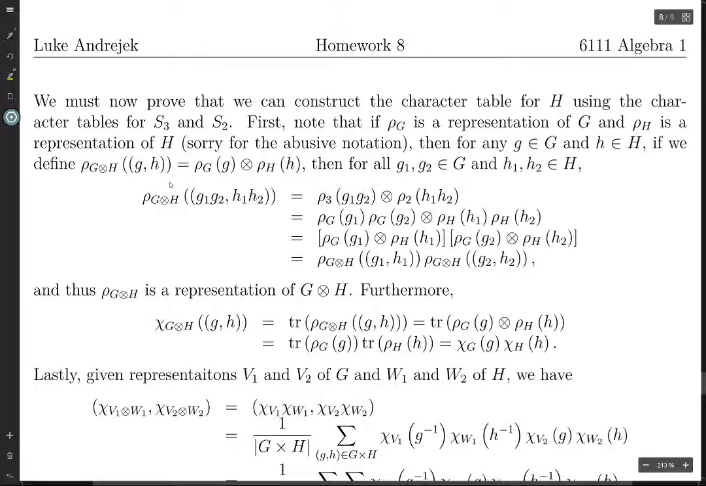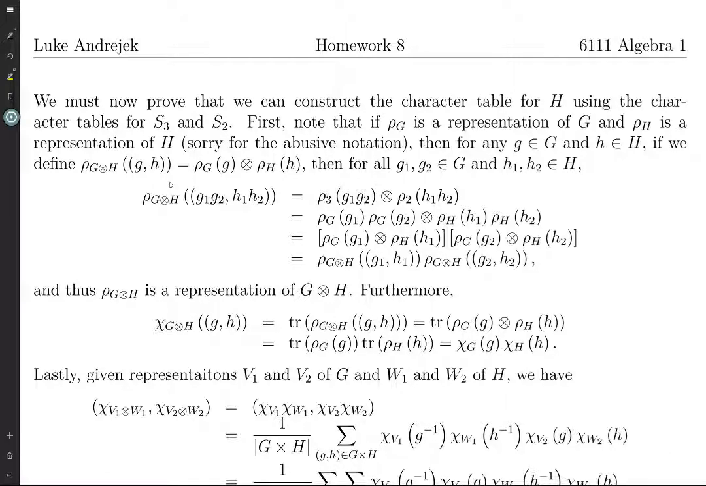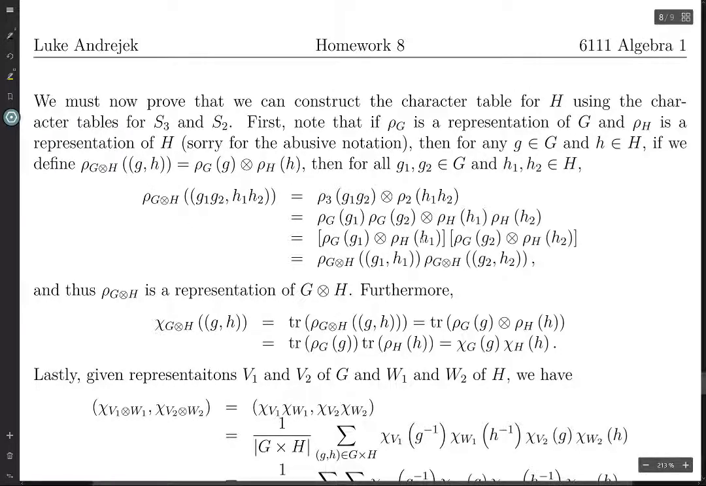Well, I guess you shouldn't have trusted me, because even though we've talked about how to take the tensor products of two representations of the same group, we have not talked about the tensor product of two representations, each of which is a representation of a different group. So this calculation just confirms that we can actually do that.